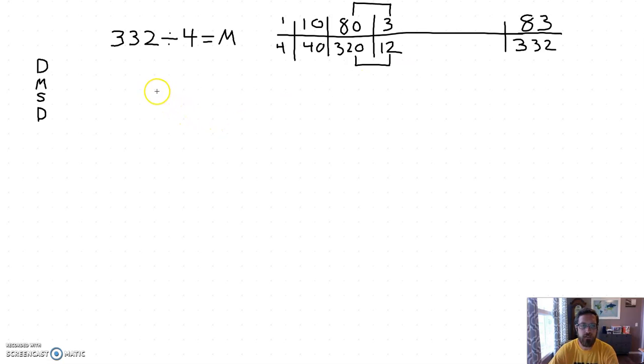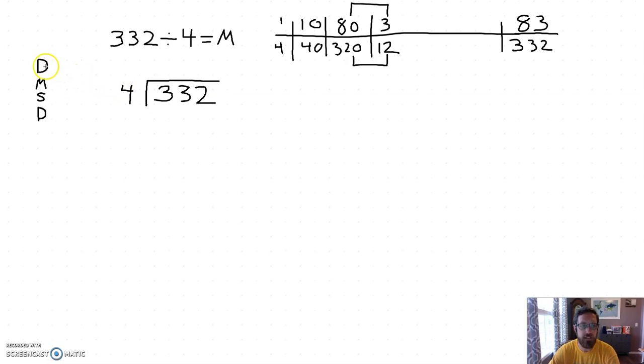Now, let's set up and go over long division. In long division, you always put your total, 332, under the house, I call it the house, like this, and then you put your divisor in front of it. So my dividend is underneath, my divisor is here, and I also call this the DMSD method.